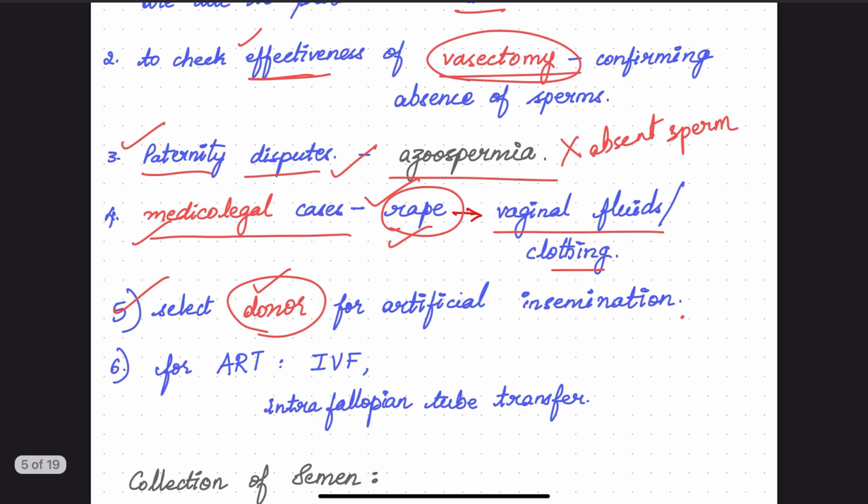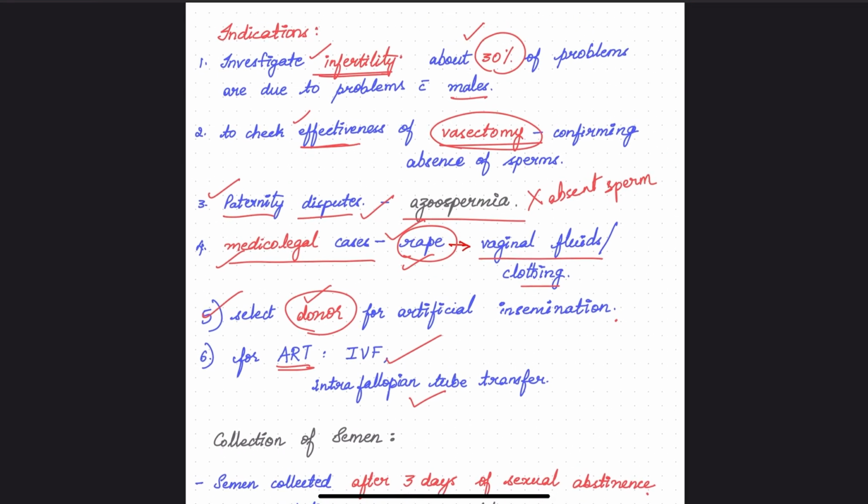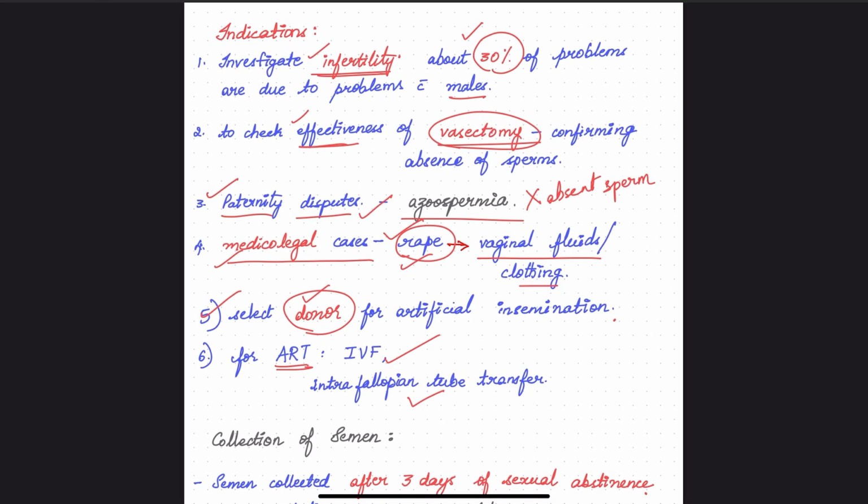And also in cases of artificial reproductive techniques, for example, when there is a female genital tract problem, such as a cervical problem or tubal blockage. You collect semen from the husband and oocyte from the wife, fertilize it artificially outside the body, and introduce the fertilized egg into the female tract. Before performing this technique, you perform a semen analysis, for IVF or intra-fallopian tube transport. These are the common indications where you perform a semen analysis.